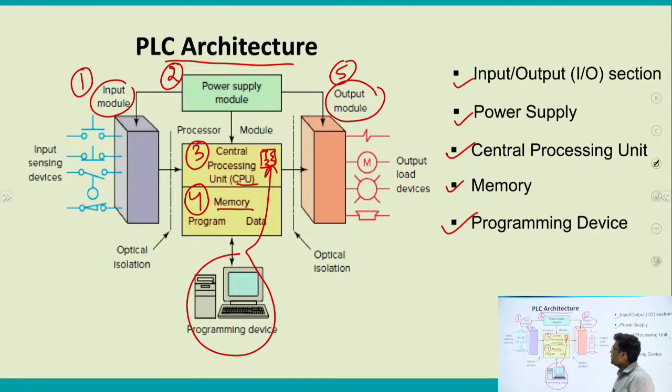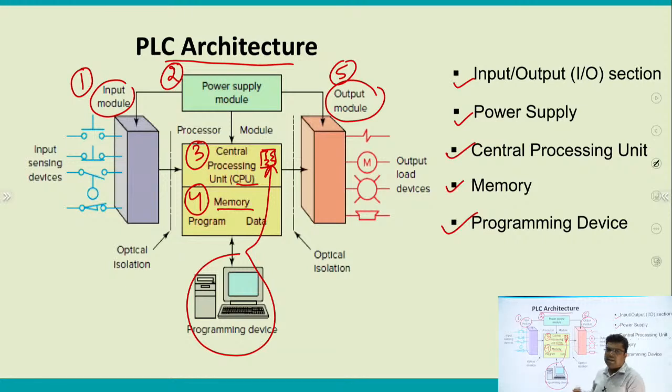If we say simply about the input module, in the input module there are various kinds of switches, relays and sensors. These are the devices we can use as an input module. The input may be an analog signal or a digital signal. That signal is given to the central processing unit, and the CPU is known as the heart of the PLC system.